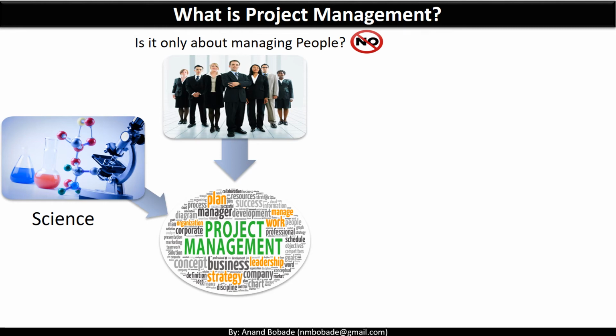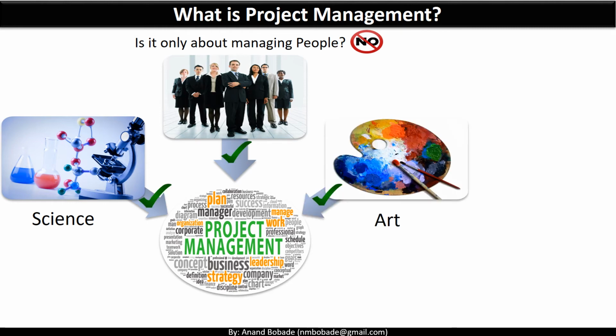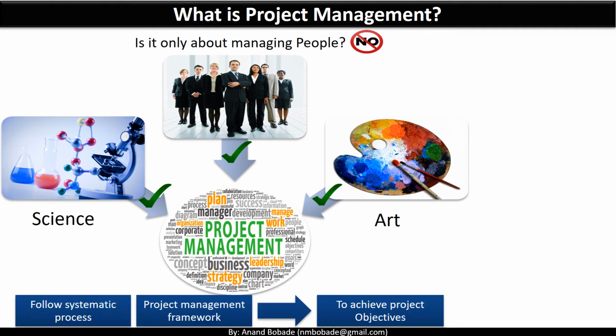Again, the answer is no. You can consider project management as a mixture of science and art, as there are predefined processes to follow and you need to manage competing project constraints like schedule, cost, and scope. Also, you need skills to manage resources, stakeholders, and motivate them to work as a team so that you can achieve the project's objective. In a nutshell, project management is about following systematic processes and a project management framework to achieve the project objective.